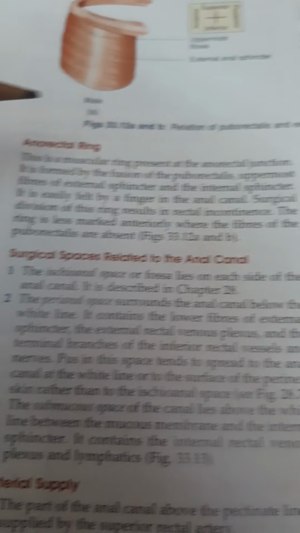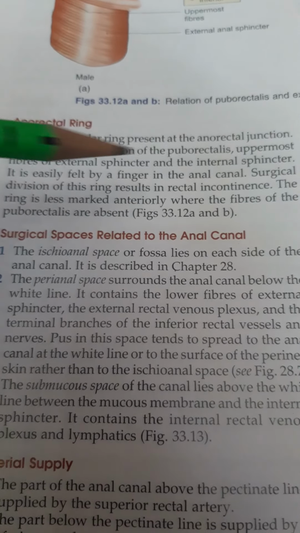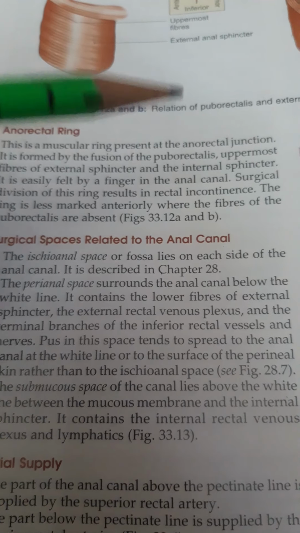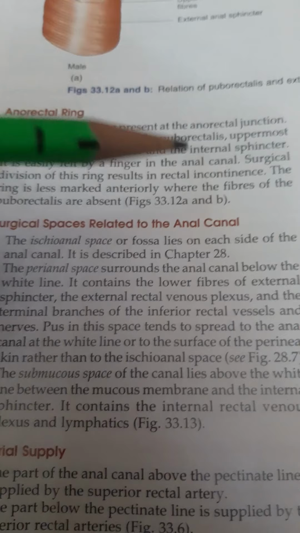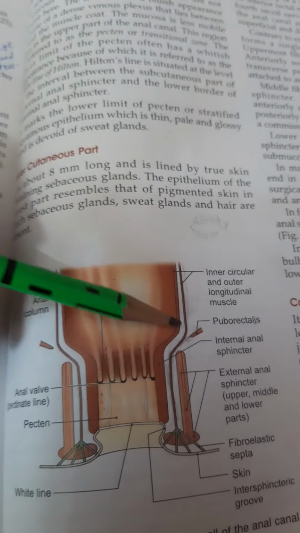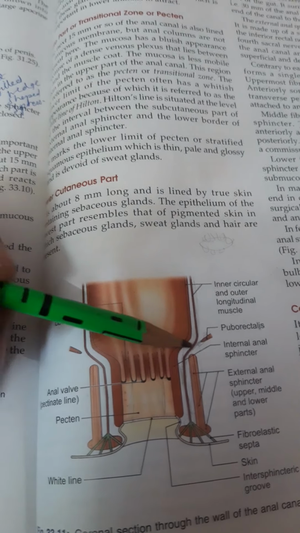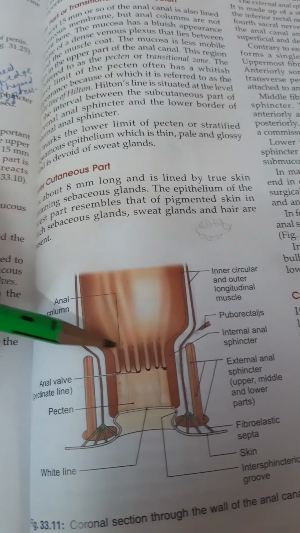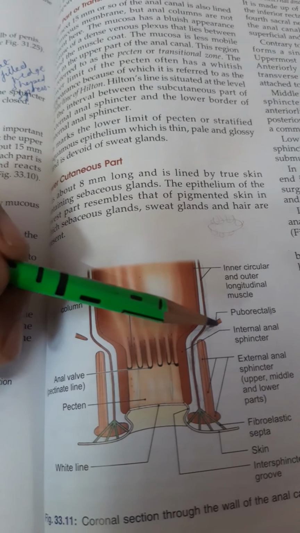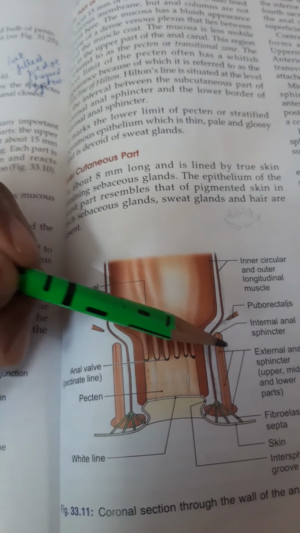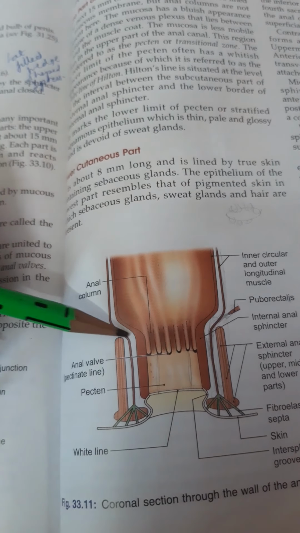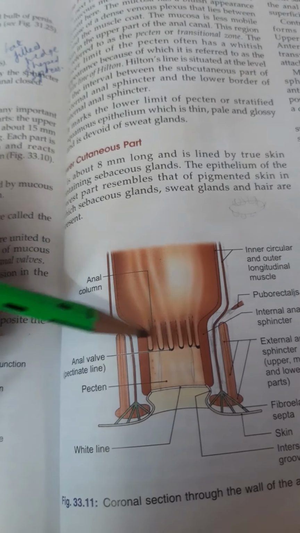So you just need to know, this is the muscular ring around the anorectal junction, and it is formed by the fusion of puborectalis, uppermost fibers of the external sphincter and the internal sphincter. So you can see here somewhere, this is the anorectal ring. So puborectalis, upper part of the internal sphincter, external sphincter. So it is formed by the fusion of these muscles.